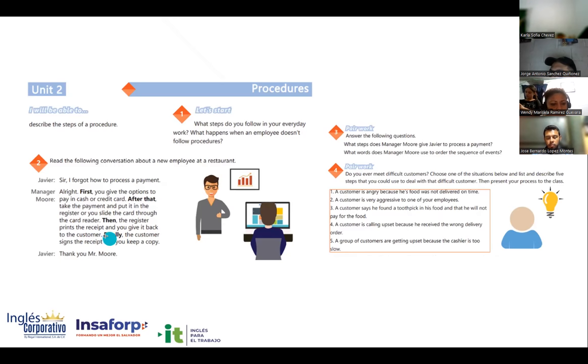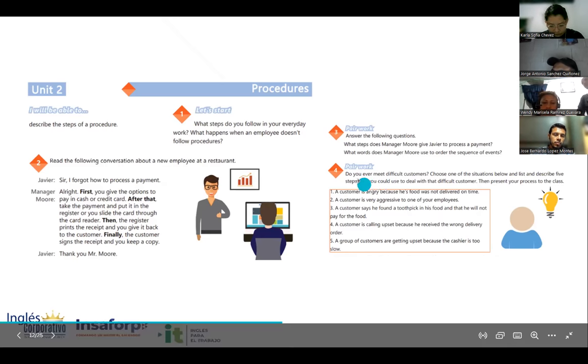Okay, the receipt, right? The receipt. Okay, guys, look at this, okay? So the card reader is where you actually slide the card through, right? You slide the card through the card reader when you go to Super Selectos, right? When you go to any different store, that's what you do sometimes. You slide, or in this case, the cashier, right?